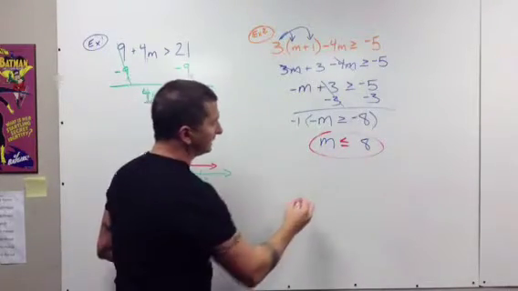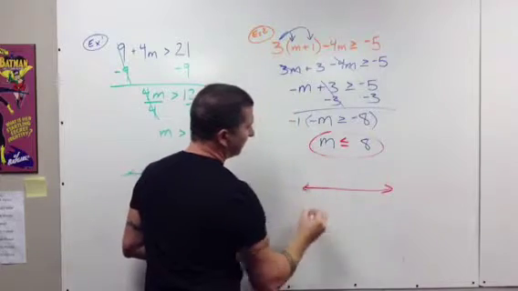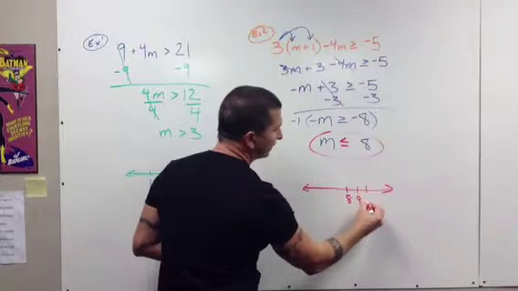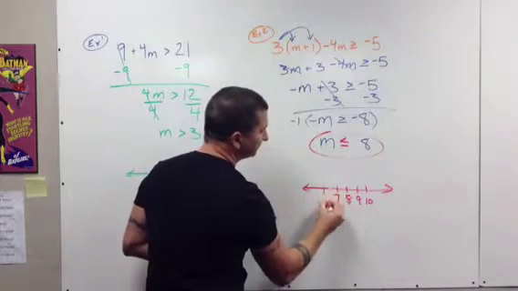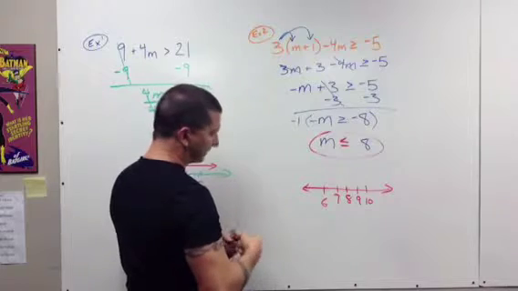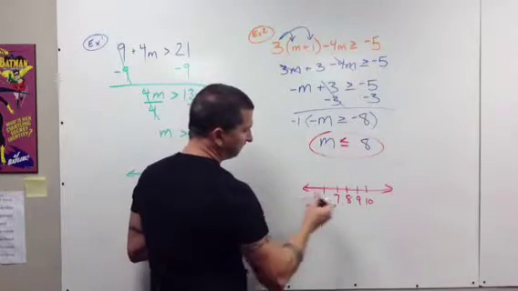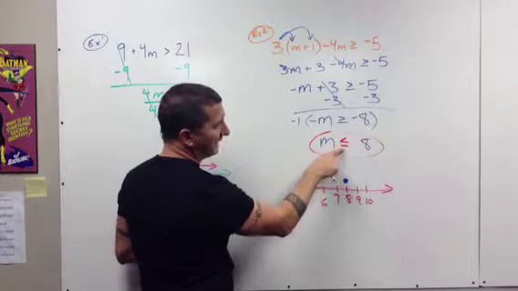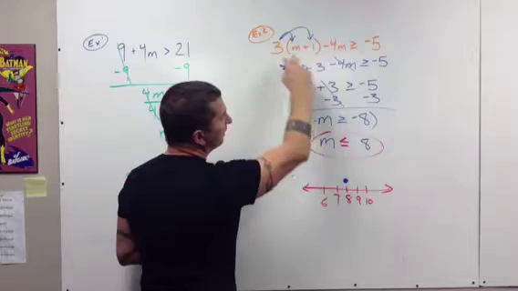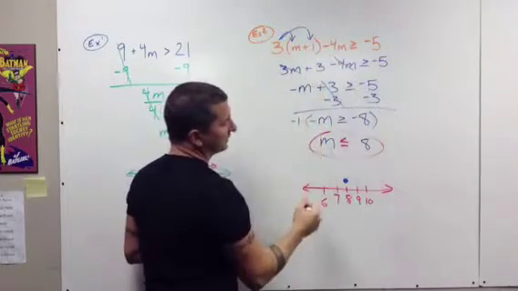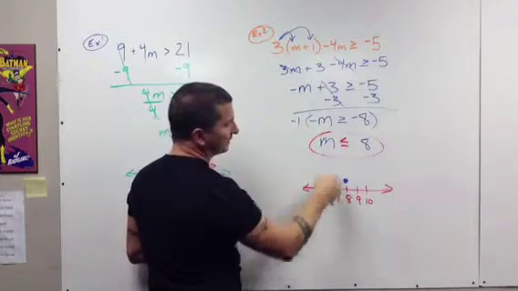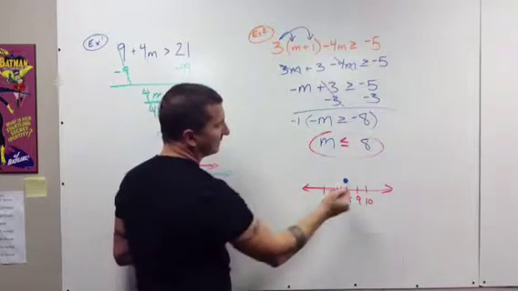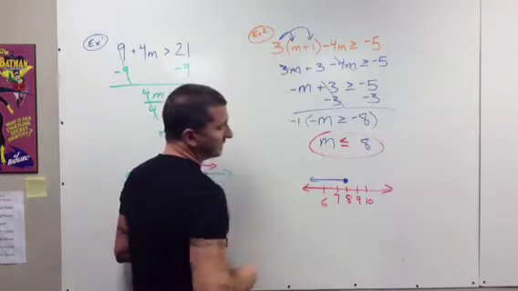So the solution is m is less than or equal to 8. So if we were to graph this, this would be a closed circle at 8. The reason it's a closed circle is because of that or equal to sign. That means in this problem we can put an 8 in for m and make it true. So 8 is one of our solutions, and m is either 8 or less than 8. So less than 8 is going to be going to the left. All these numbers are less than 8.